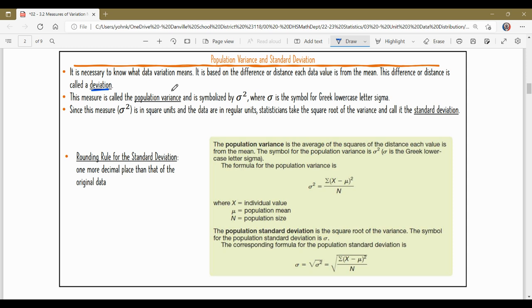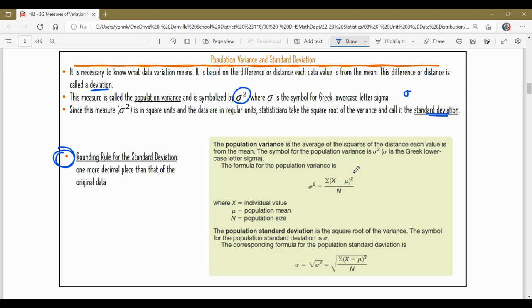This measure is called the population variance and is symbolized by sigma squared, where sigma is the Greek lowercase letter sigma. Since the measure sigma squared is in square units and the data are in regular units, statisticians take the square root of the variance and call it the standard deviation. So if you have a sigma squared, that's the variance. If you just have a sigma, that's called the standard deviation. Now, the rounding rule for standard deviation is one more decimal place than the original data. So if you have a list of data, you take one more decimal place than those numbers have.